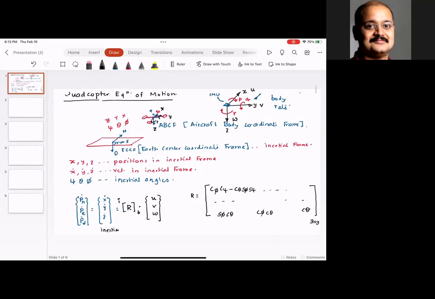Question? During swarming, how do helicopters know each other's position? Oh, there are different techniques for swarming. You can use a leader-follower approach and so on, but we will talk about swarming later. Let's finish one helicopter or one quadcopter, and then we'll add one more quadcopter, then we'll add one more quadcopter.